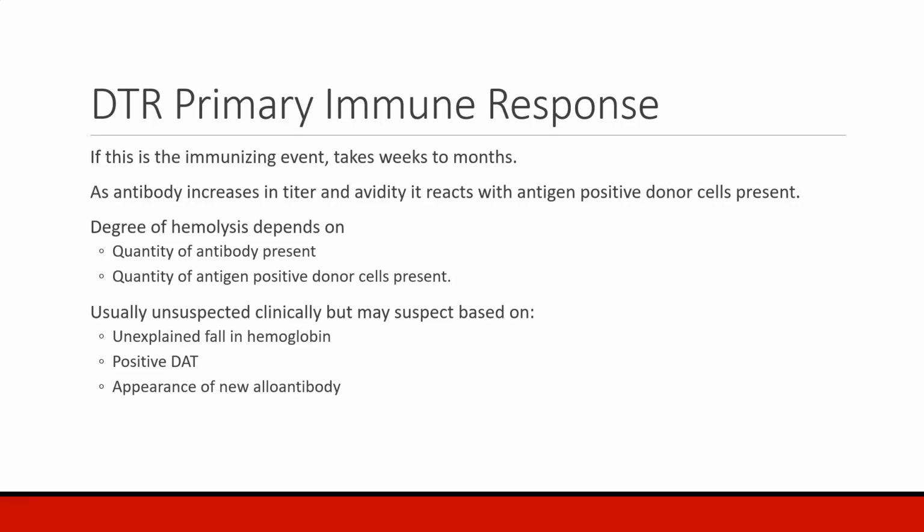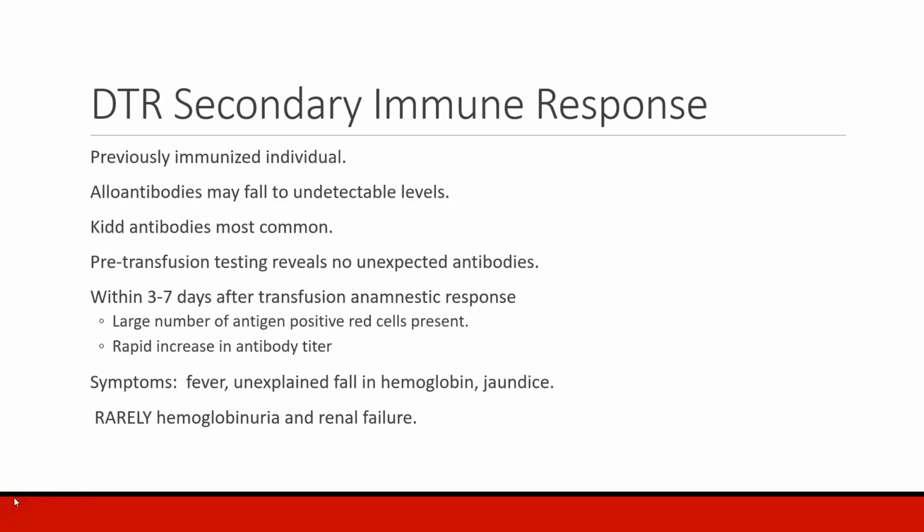So don't be surprised if you see an anti-Big E or an anti-Cal react at immediate spin, if this is a primary immune response due to a recent transfusion. In the secondary immune response, this is a previously immunized individual, and alloantibodies may fall to undetectable levels. So unless you've done the work on that patient at your facility, but patients move around, and I'll tell you a story in a minute, but they may not have gotten their initial transfusion with you.